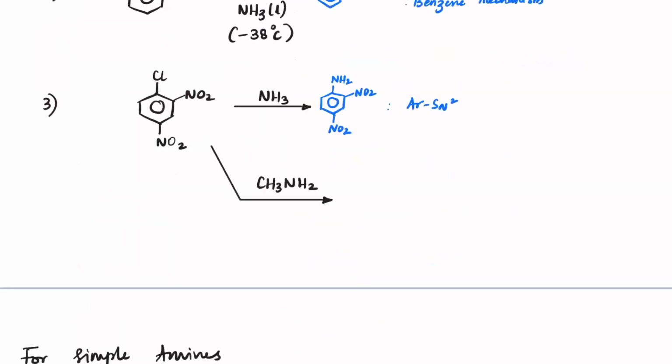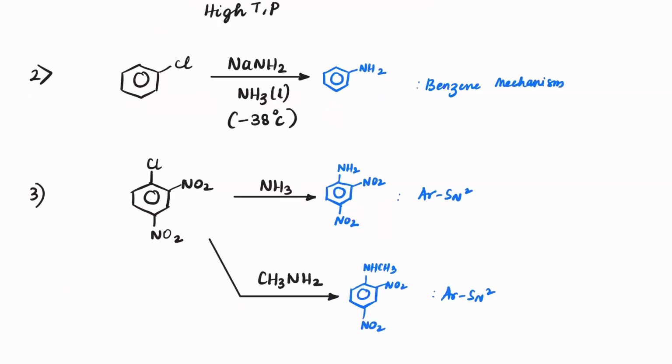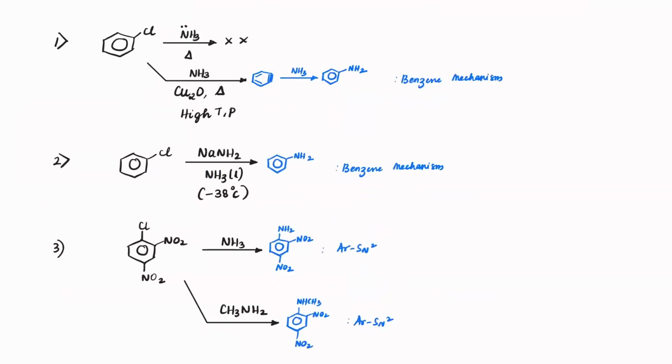In case you have CH3NH2, it will become a secondary amine, NHCH3, with NO2 and NO2. These are the types of reactions. Again, an SNAr type of reaction here. So this is one way to start substituting the NH2 group, or making more amine forms on benzene.